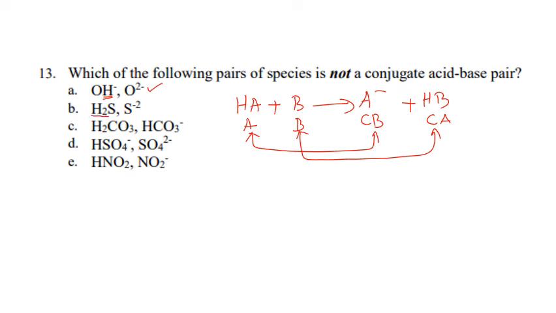In this case, H2S and S negative 2, it is a two-step process. So we cannot say that that is a conjugate acid-base pair because two hydrogens are removed. And in this case we can see one hydrogen removed and we have HCO3 minus. So that's a conjugate acid-base pair. In this case also, one hydrogen removed and we got NO2 minus. All these are conjugate acid-base pairs, whereas this one is not, and they are asking which of the following species is not a conjugate acid-base pair.